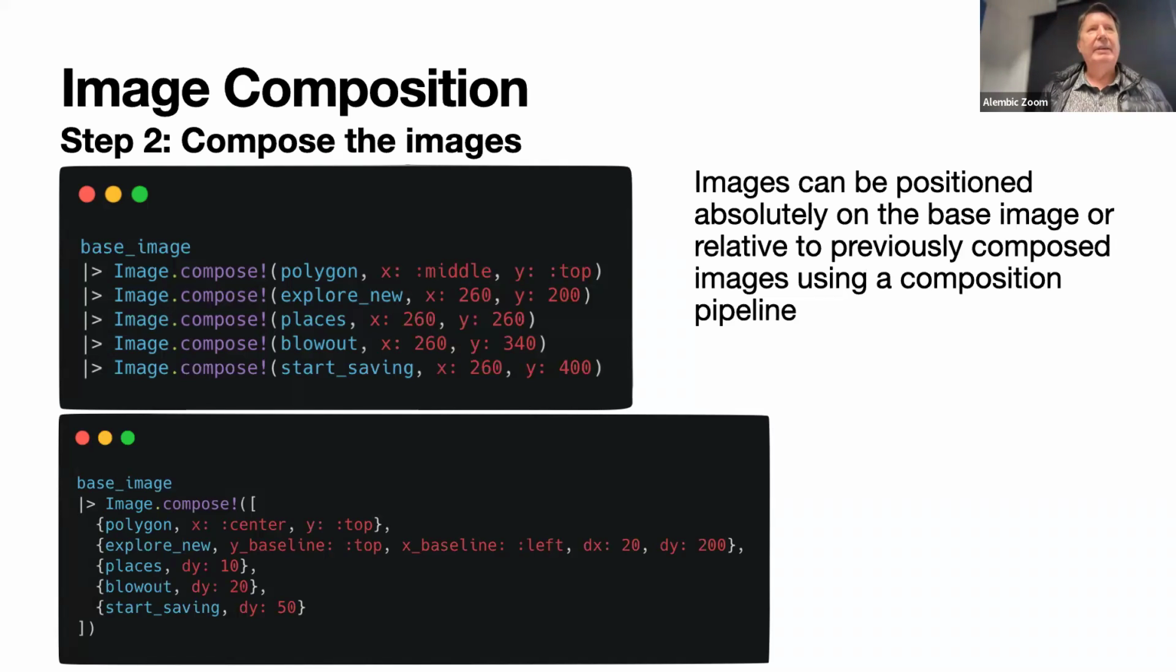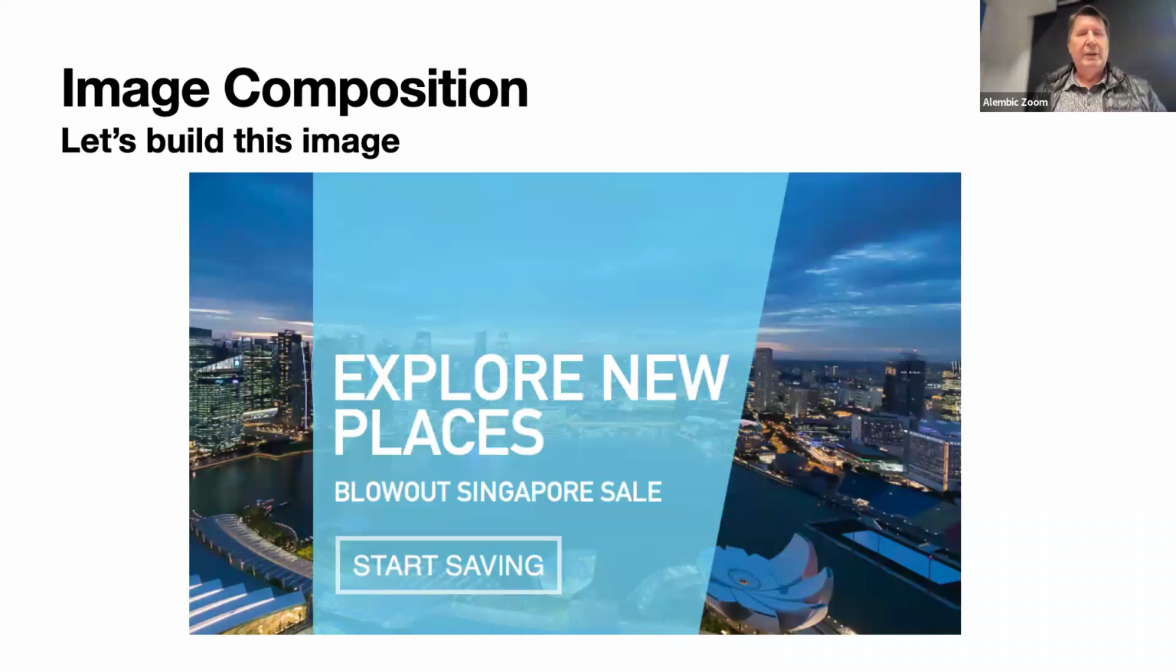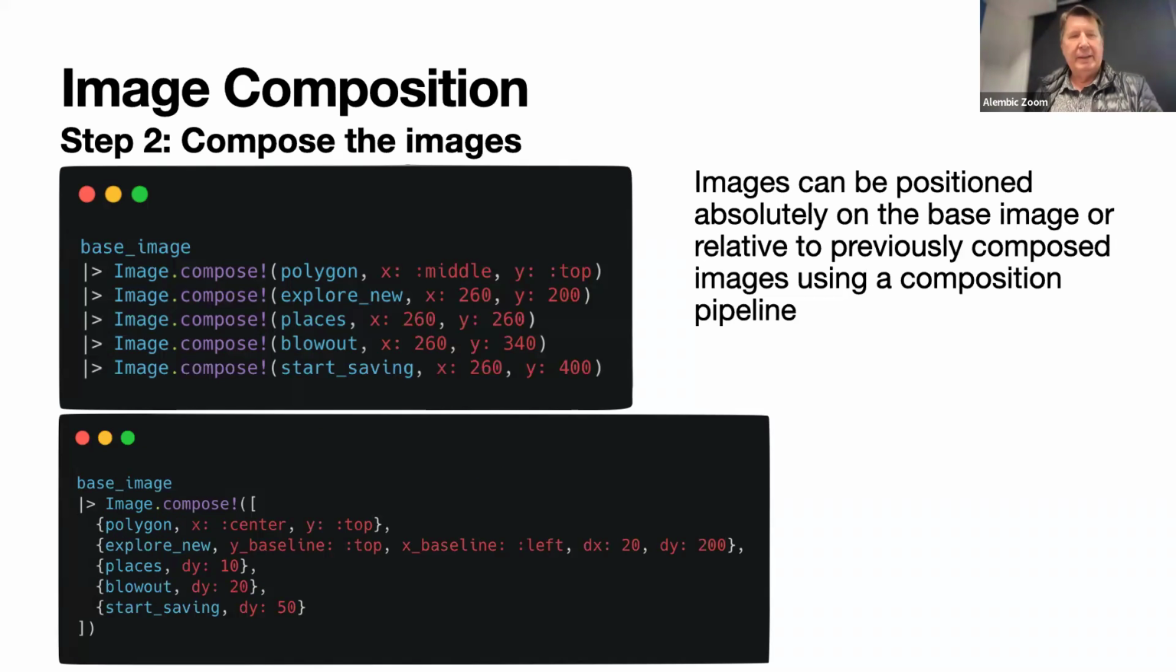In some cases, it's easier from a design point of view to think of the relative positioning. So if we go back to this image, you can see that there's one and another one underneath and another one underneath, like that. So in this situation, it might be easier to say, compose the polygon, then relative to the polygon, put the next image, and relative to that image, put the next image, and so on. So 2 different ways that you can approach composition from an image point of view to make that happen. All of that compiles down to the libvips, much more primitive operations to make all of that happen.